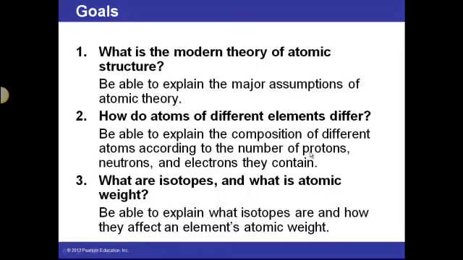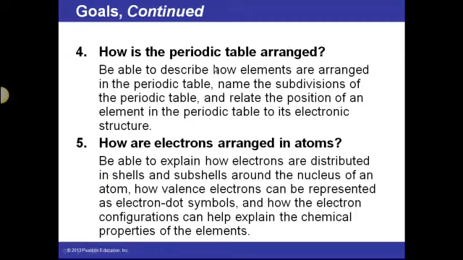So you should be able to explain the composition of the atoms according to their number of protons, neutrons, and electrons. You should be able to describe the atomic mass and how isotopes differ from one another. Then we'll spend some time talking about the periodic table and how the elements are arranged on the table and some of the major trends of the periodic table.